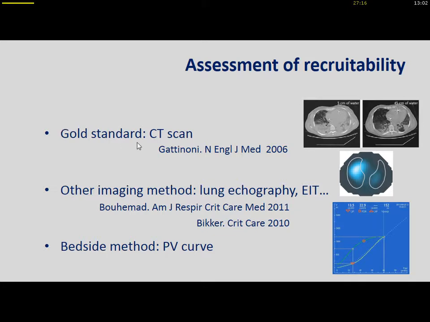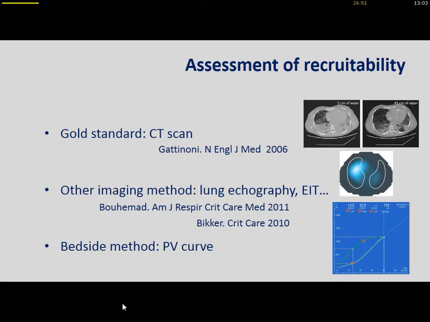The gold standard is to use a CT scan at 2 different levels of PEEP and to do complex calculation to assess the amount of potentially recruitable lung. Probably there are some other imaging methods that we can use at the bedside, such as lung echography or EIT, electrical impedance tomography, but we still don't know exactly how to do with this.